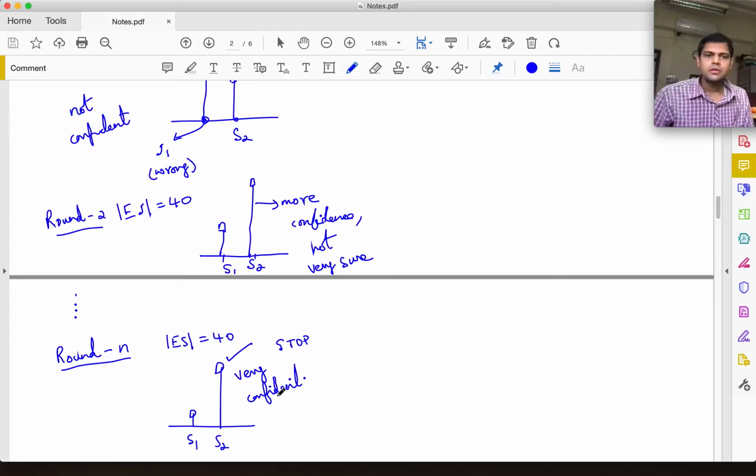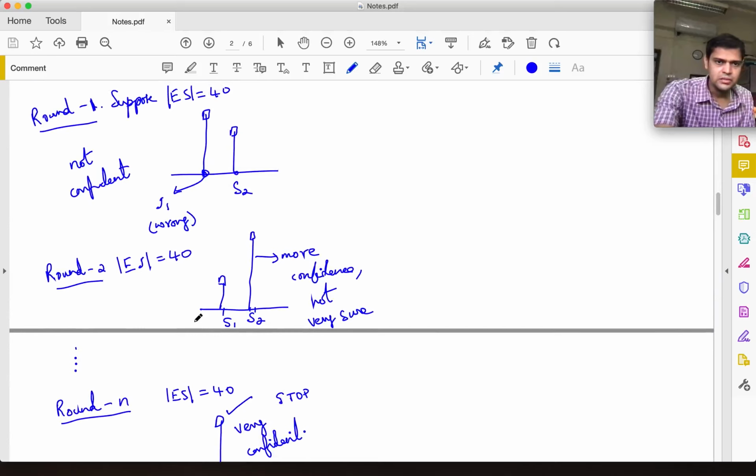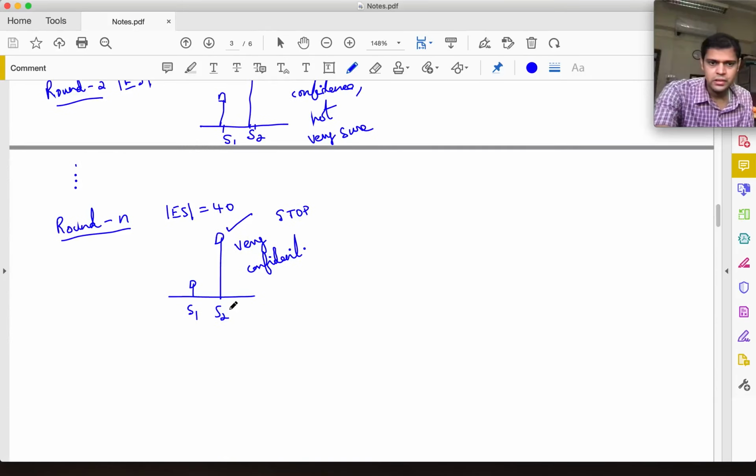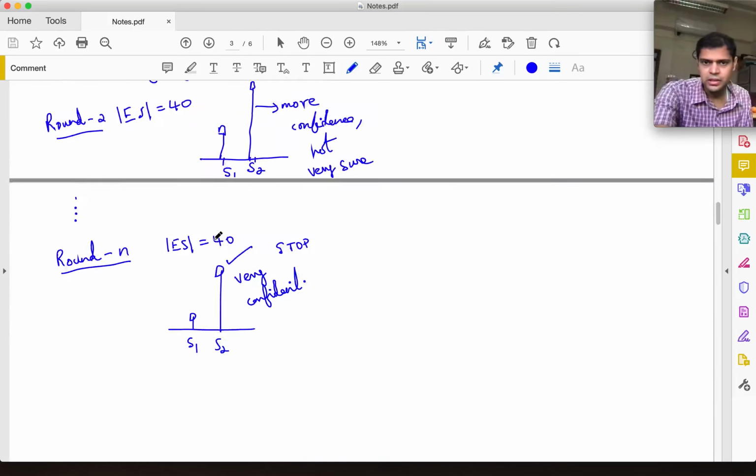Okay, so it's a trade-off over here. So f is actually equal to f max and we chose this execution set to be small, so we had to go through many rounds, right, until we were confident and we saw which one is the right solution.